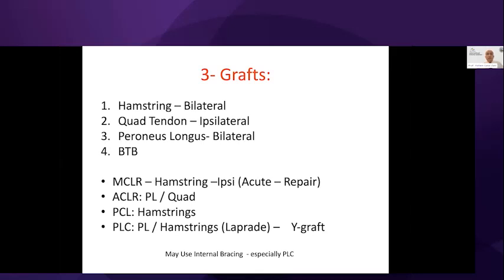For the MCL, if we're going to do reconstruction, then we use ipsilateral hamstring. We leave the distal hamstring attached, and then we do the pyramid reconstruction with the posterior oblique ligament. For the ACL, we use the peroneus longus or quad. For the PCL, we use the hamstrings. And for the posterolateral corner, again, we're using either the peroneus longus or the hamstrings from the other side. I prefer to do the LaPrade technique, but I use one graft, through the Y technique modification.